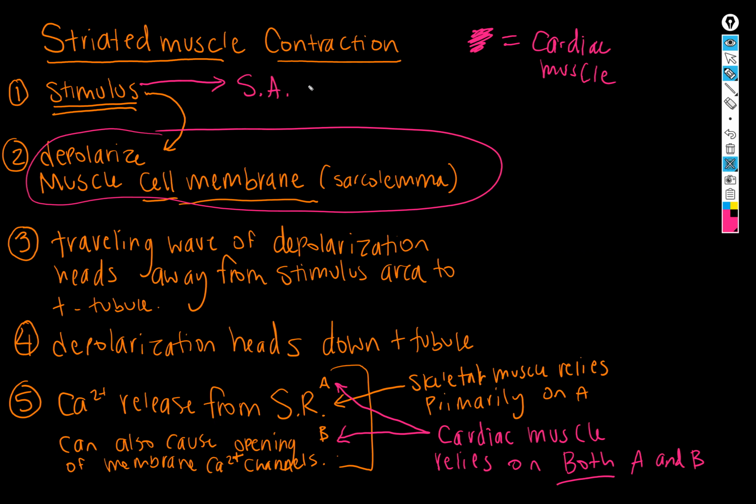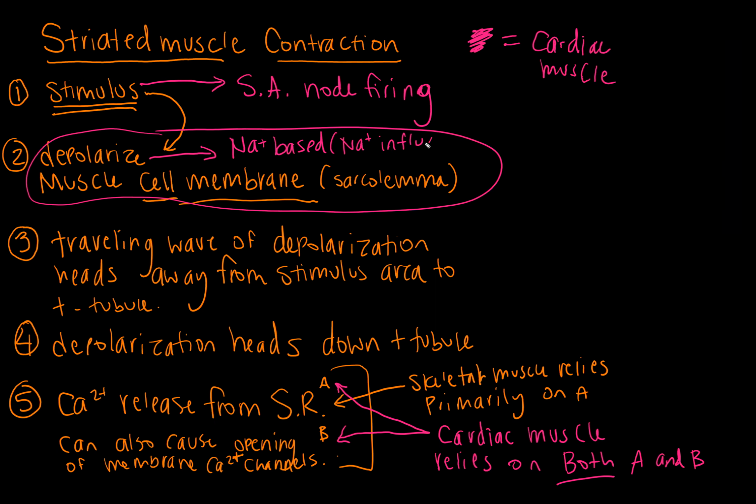is the SA node firing. I'm talking about a cardiac muscle cell that's probably in the atrium somewhere. So the stimulus is the SA node firing. That causes adjacent contractile cells to depolarize. This depolarization initially is sodium-based. So sodium influx, just like an action potential anywhere else.